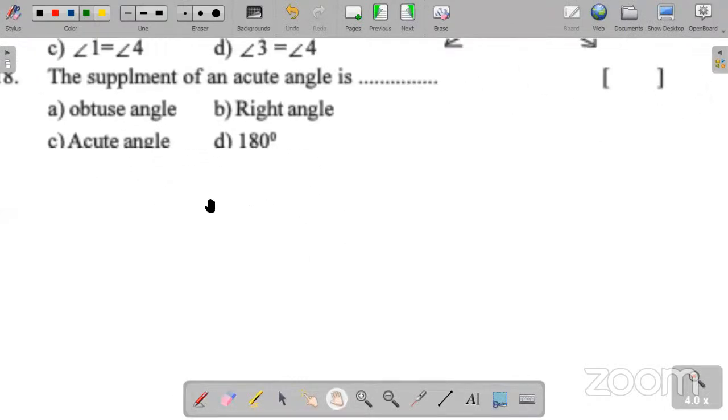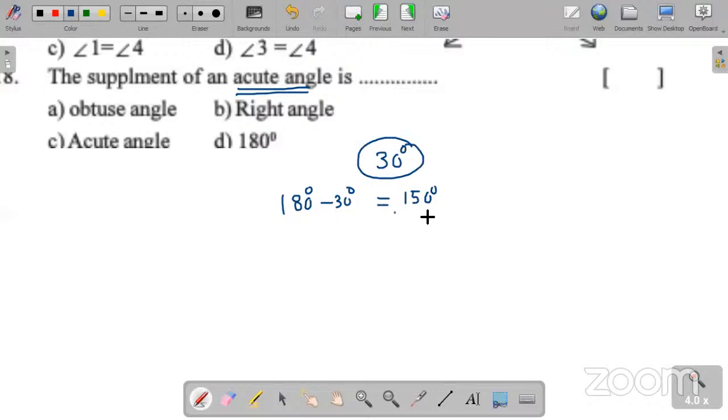See, the supplement of an acute angle is... For example, Nana, you take an acute angle of 30 degrees. What is its supplement? 180 minus 30, you will get 150. If one angle is an acute angle, its supplement is always an obtuse angle. So A is the right answer.